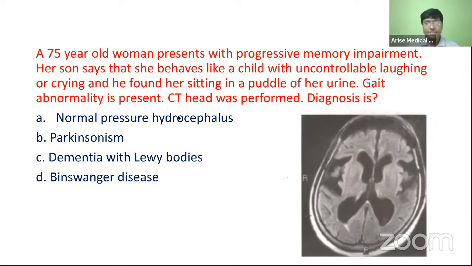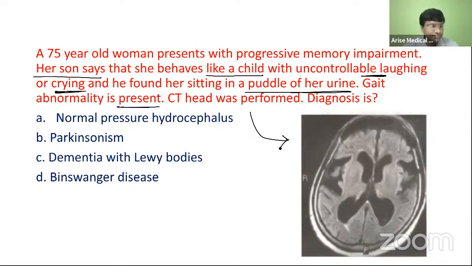This is another very interesting question, and let me see how many of you can answer. It is both sensory and motor, sensory more predominant than motor, but both will be there. Yes, Saikarni. So the next question: we have a 75-year-old woman presenting with progressive memory impairment. Her son says she behaves like a child with uncontrollable laughing or crying, and he found her sitting in a puddle of her urine. Gait abnormality is present. A CT scan was performed. What is the diagnosis?